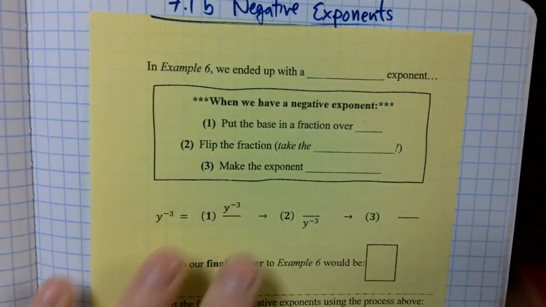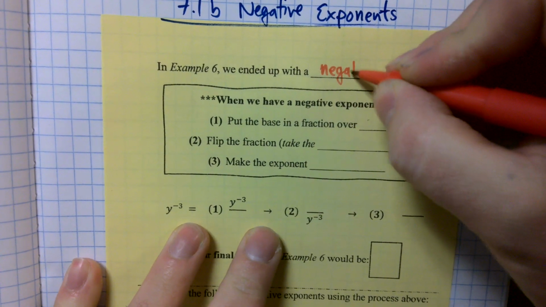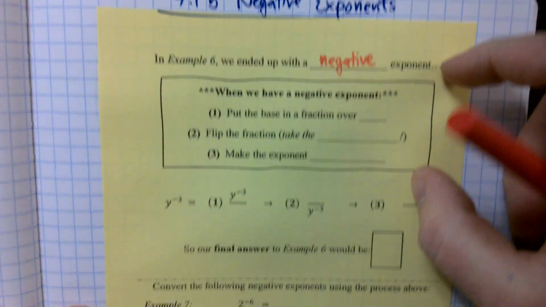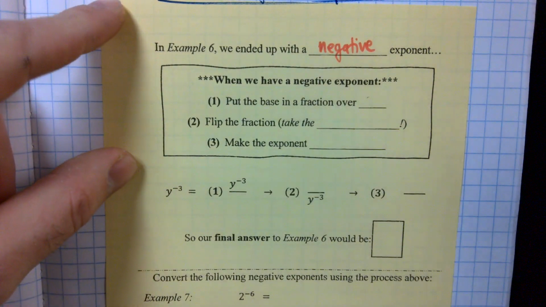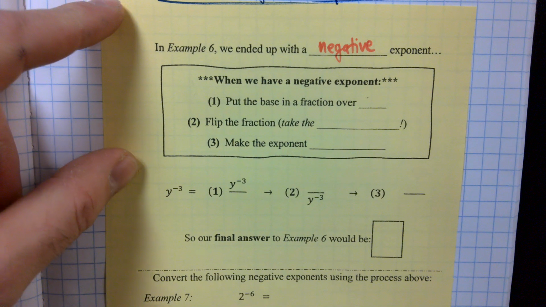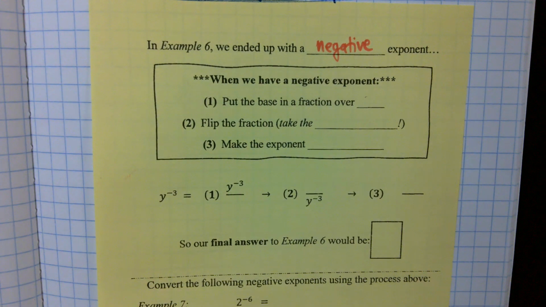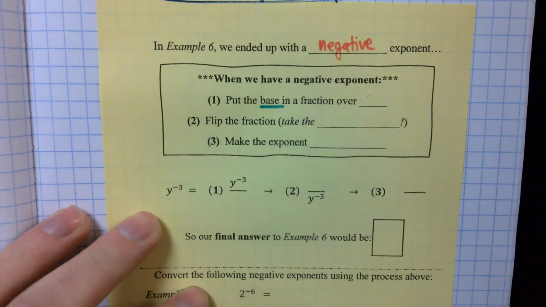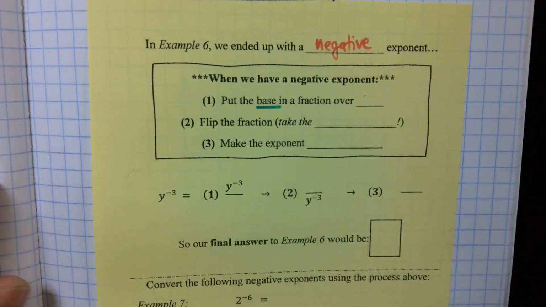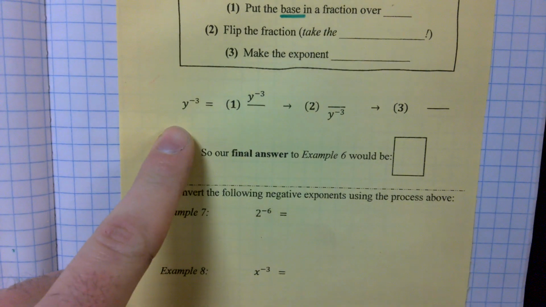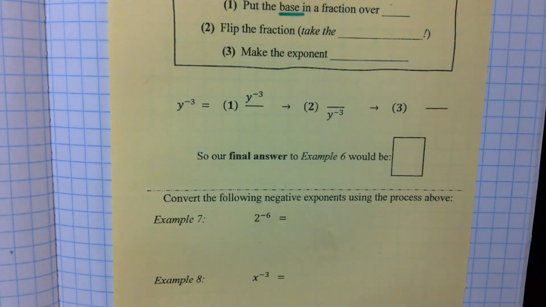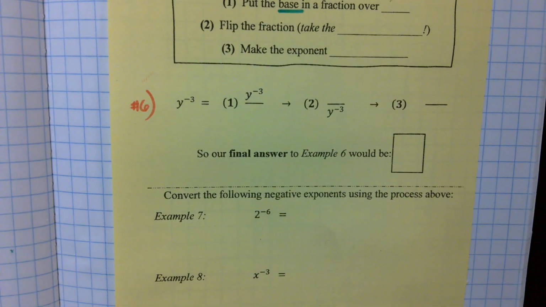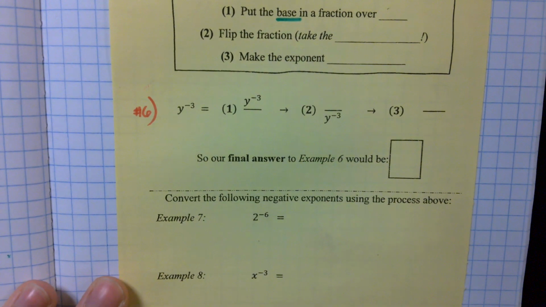All right. So like I said, in example 6, we ended up with a negative exponent. When we have a negative exponent, there's 3 steps that we need to do. These are the same 3 steps every time that we're going to hopefully be able to commit to our memory over the next couple of days. The first thing we need to do is put the base in a fraction. So this was my answer from number 6, right? That was our answer from number 6. y to the power of negative 3, right?